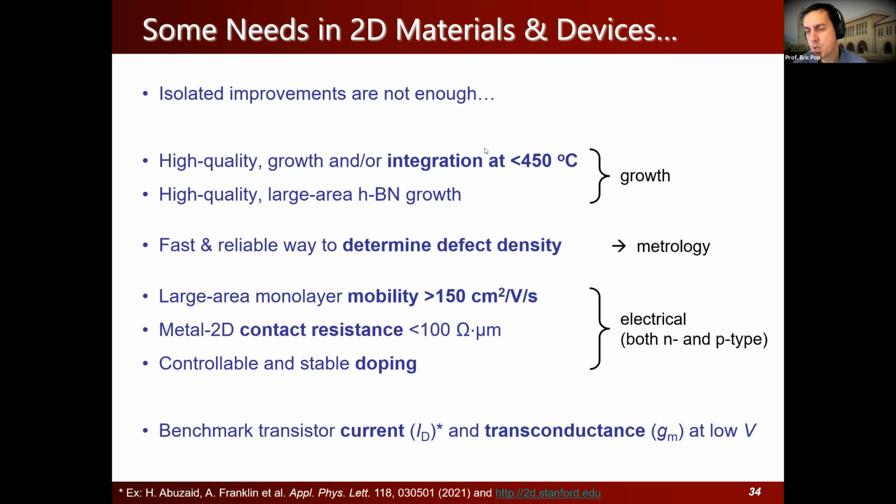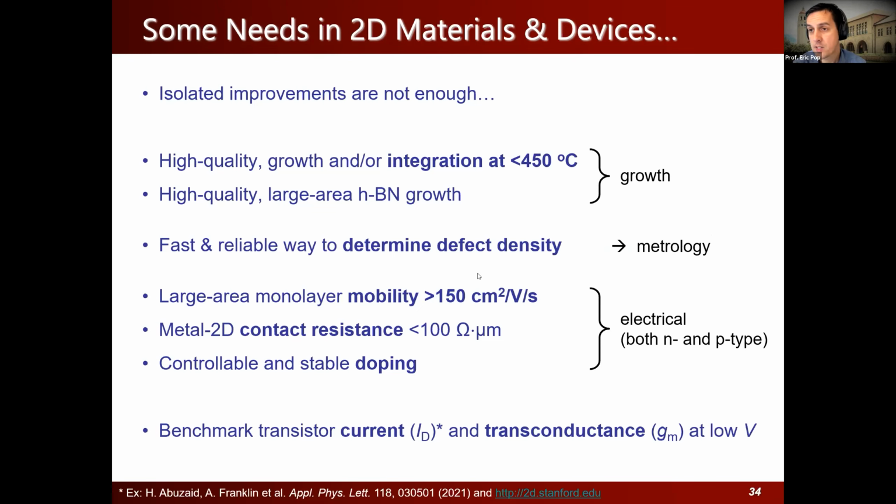Clearly, isolated improvements are not enough. I think we need to work together, academia and industry, and of course, collaborate across academia. And so very quickly, I think growth and integration below 450 Celsius is important if we want to make things compatible in the 3D silicon stack. We need good boron nitride, I think, if we want good thermal heat spreaders, for example, with 2D materials.